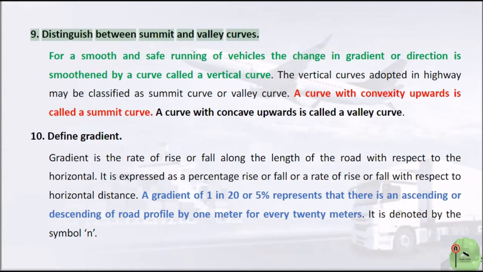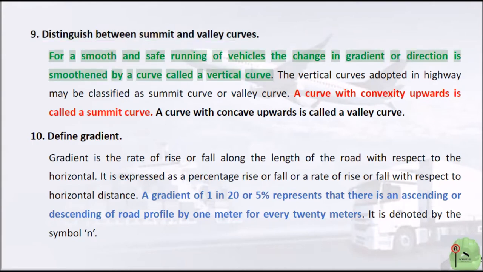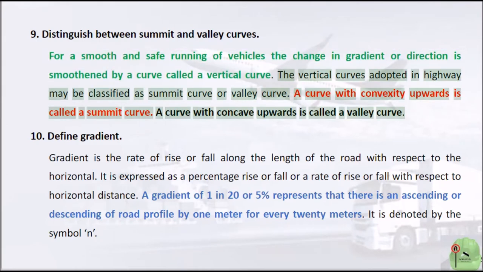9. Distinguish between summit and valley curves. For a smooth and safe running of vehicles, the change in gradient or direction is smoothened by a curve called a vertical curve. The vertical curves adopted in highway may be classified as summit curve or valley curve. A curve with convexity upwards is called a summit curve. A curve with concave upwards is called a valley curve.